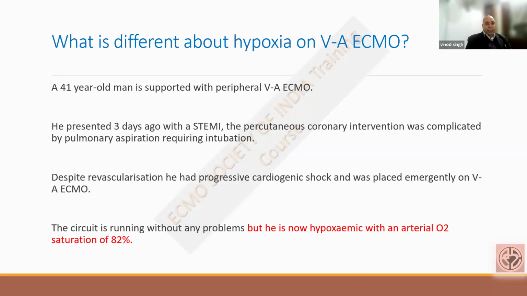He presented 3 days ago with STEMI, and the percutaneous coronary intervention was complicated by a pulmonary aspiration during intubation. He got ARDS, and despite revascularization he had a progressive cardiogenic shock, so he was placed on VA ECMO, and the circuit was running without any problem. But now you find that his oxygen saturation has gone down to 82%.